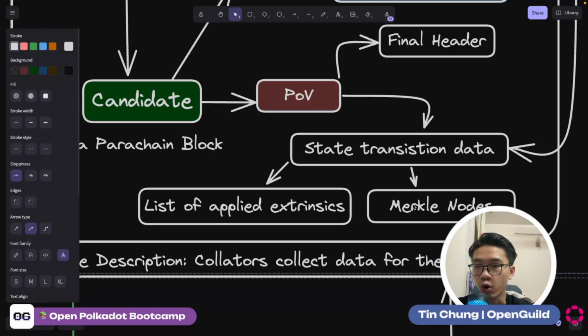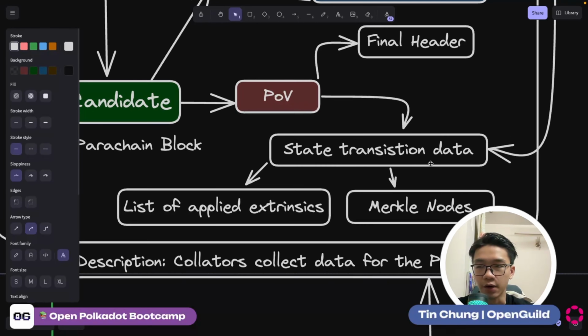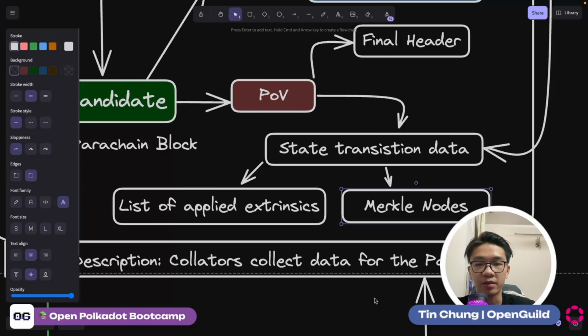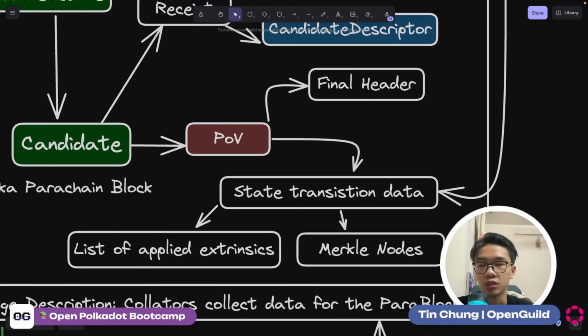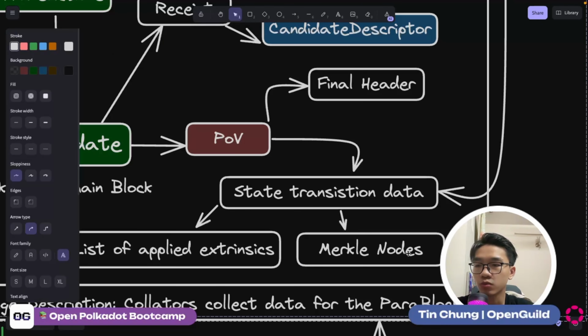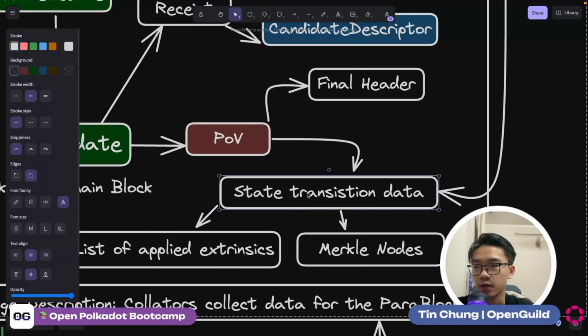There is also a Merkle node in the state transition data, and we studied that in the storage abstractions section: above the database layer there's a Merkle tree. The Merkle tree has a proof of the state transitions, or we can call it a state proof. And the Merkle node is also added to the state transition data.